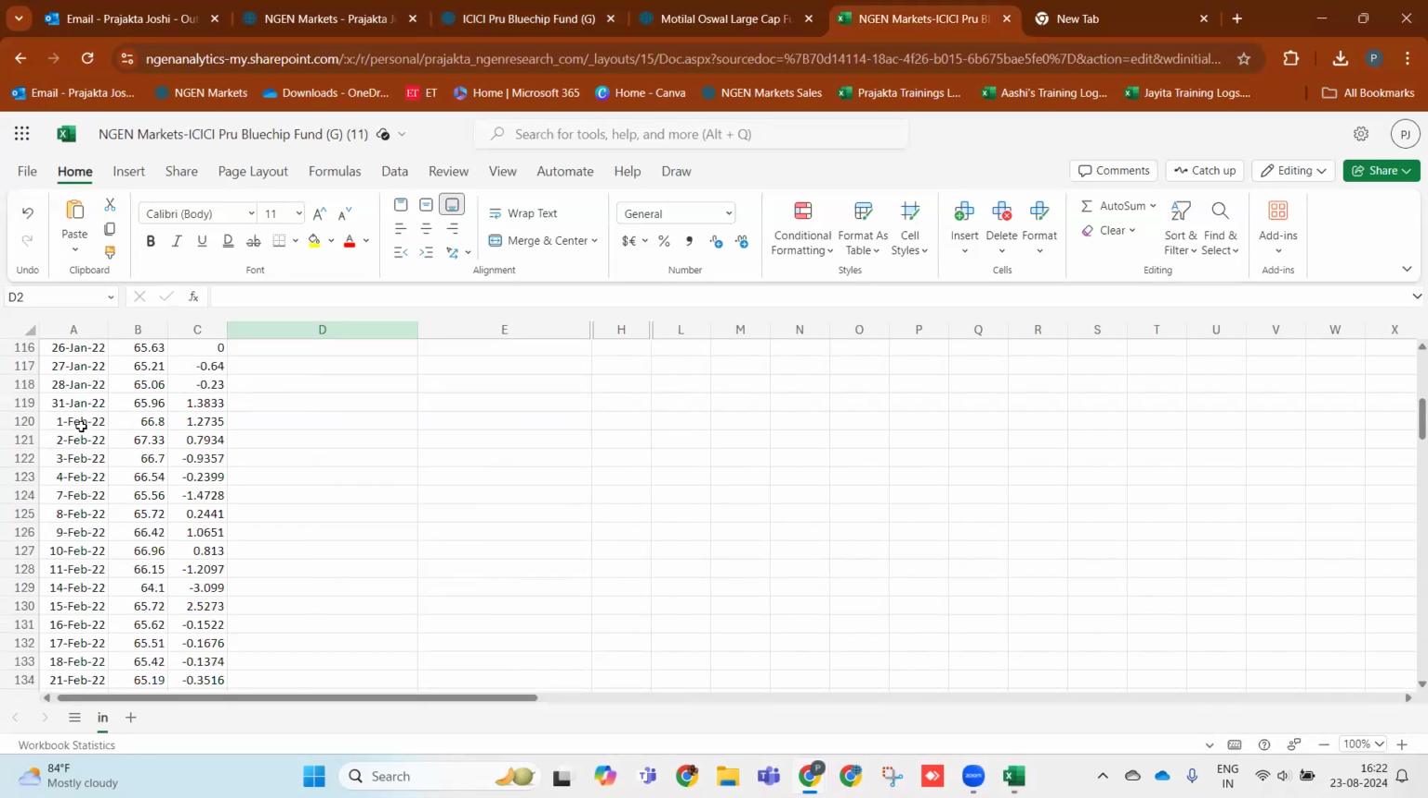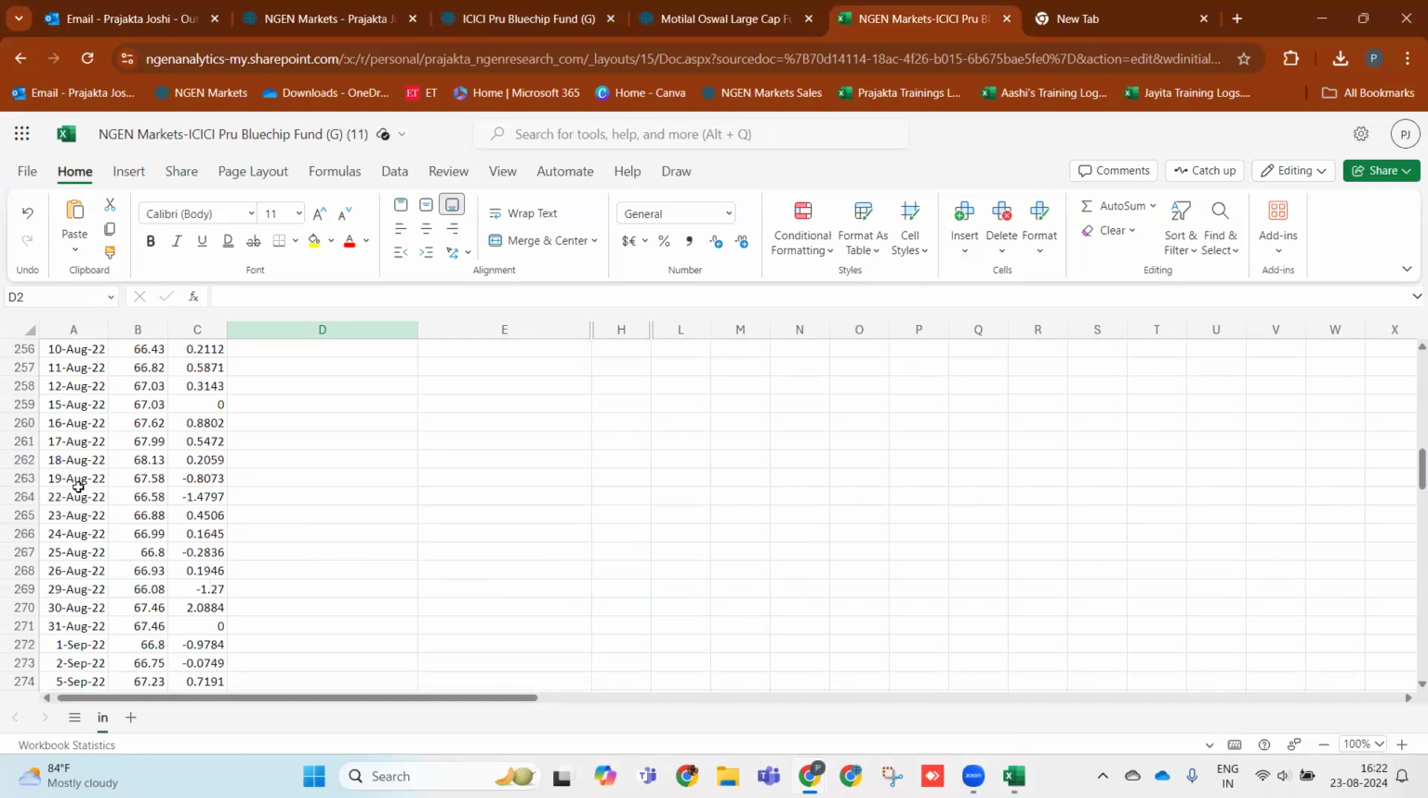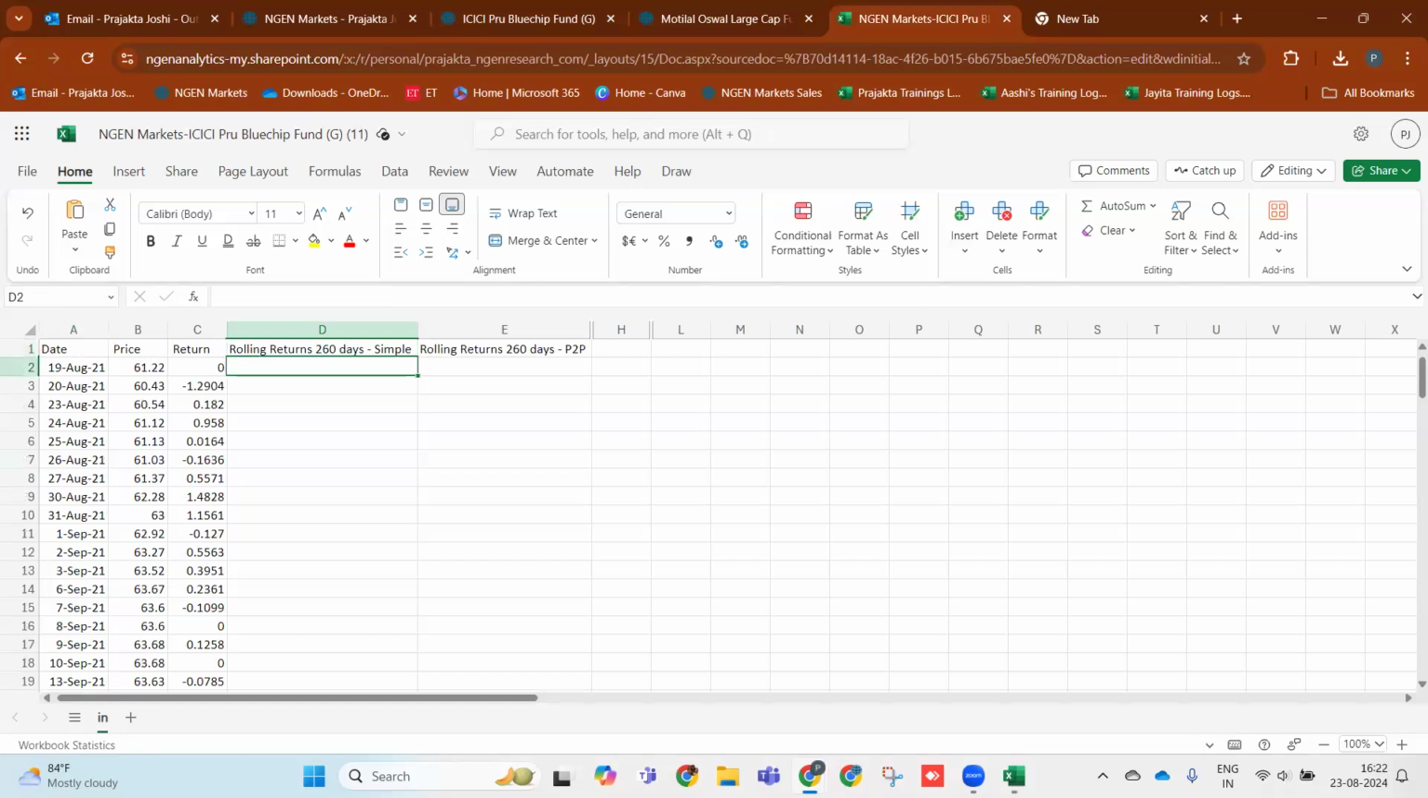So that's right here. 18th of August 2022, the cell reference is 262. And returns for that particular time period, the cell reference will be C262. Now, how do we arrive at these returns? By simply doing a summation of the daily returns from 19th of August 2021 to 18th of August 2022.